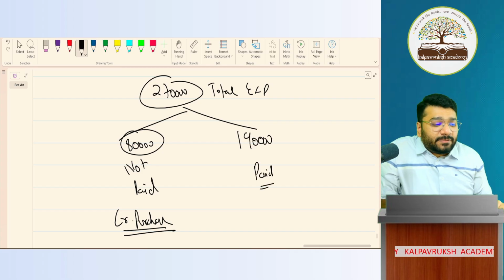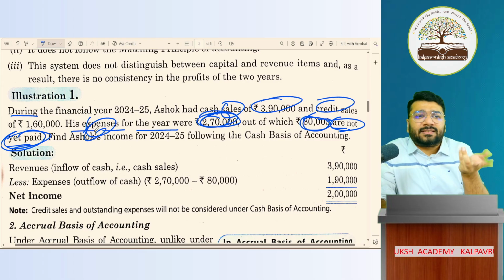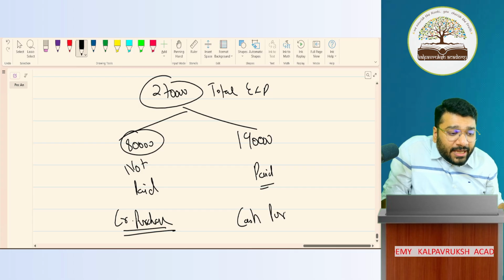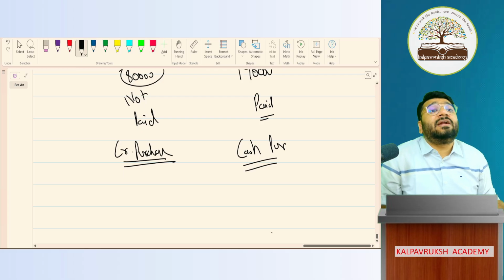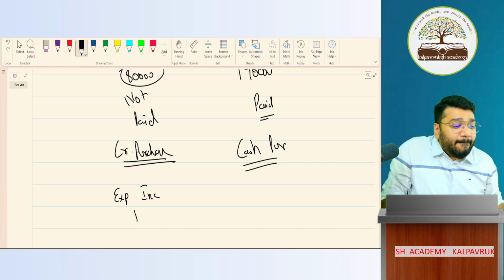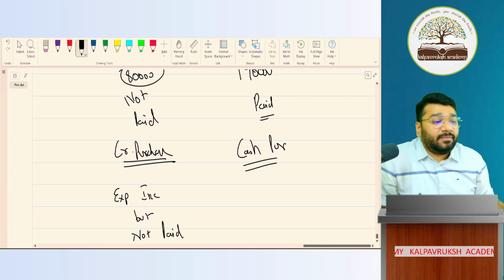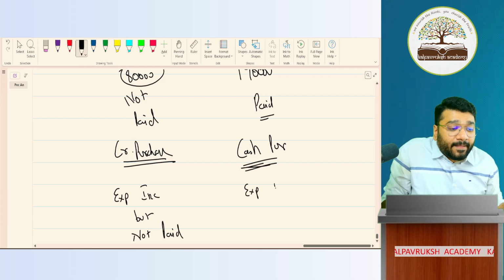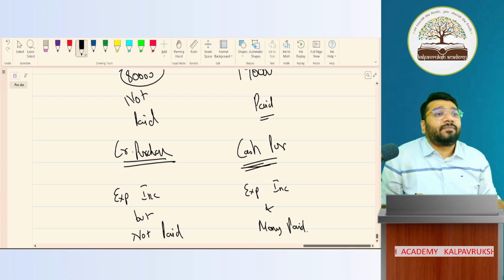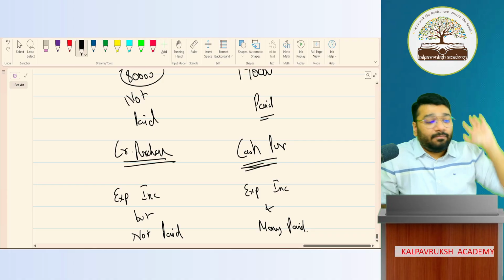So can I assume this expense is nothing but purchase? Because sale was given. Just for our convenience, can I assume this as purchase? Yes. What purchase is it? Cash purchase. What is the meaning of credit purchase? Expense incurred, but money not paid. What is cash purchase? Expense incurred and money paid. Okay, not okay?